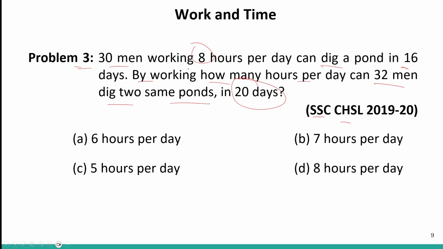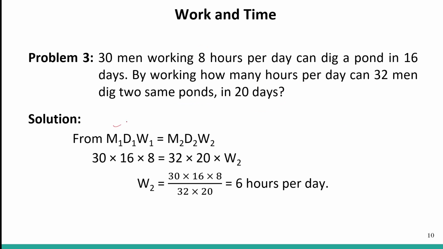So 30 men were working 8 hours per day. What will be their combined work rate? It will be 1 by 16. Or we can also use the equation m1 d1 w1 is equal to m2 d2 w2, that is how many men are working, how many hours per day, and how many days. That is equal to how many workers we will give and how many days we have, and the unknown here is how many work hours we need. So work hour w2 is equal to 30 into 16 into 8 by 32 into 20. That is actually 6 hours per day. We can evaluate it in this method.